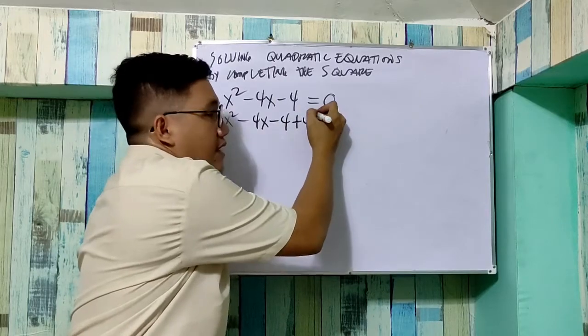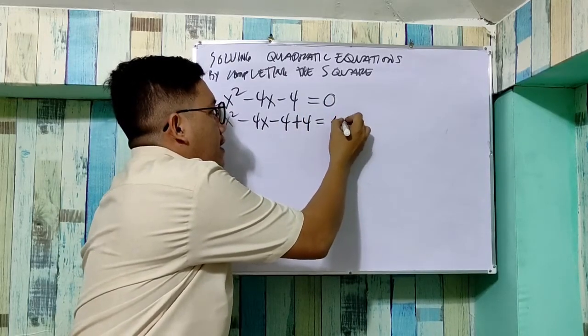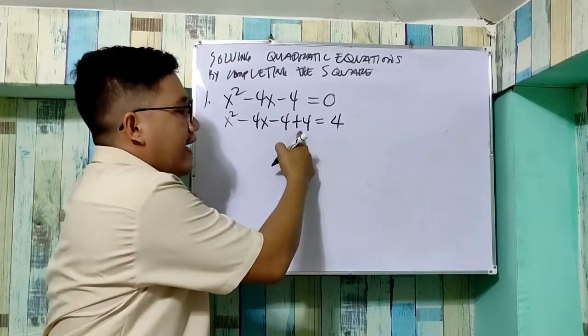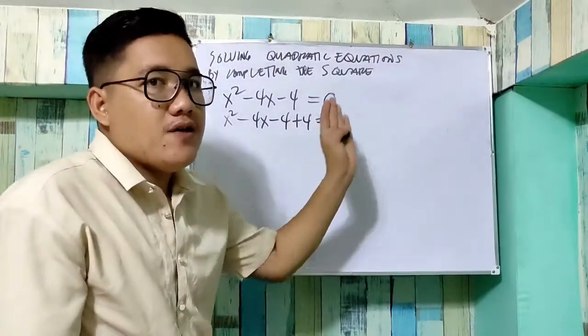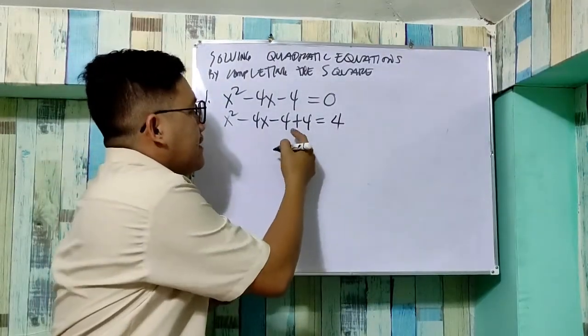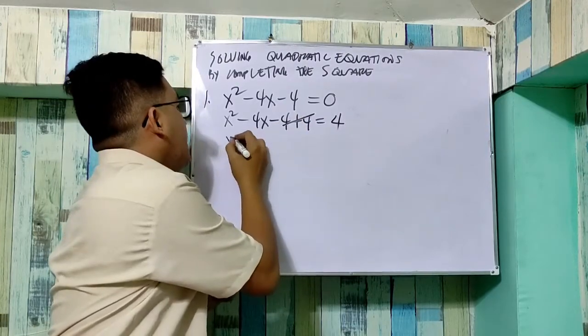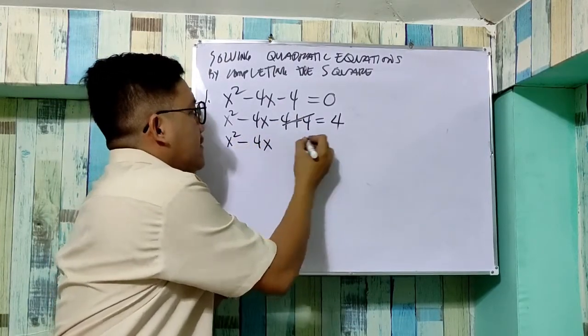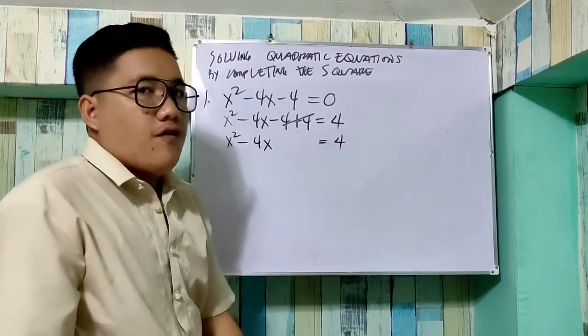So, we have here 0, no need to write. We have here positive 4. Kung ano ang nilagay sa isang side, yun din sa kabila. So, negative 4 plus 4, 0. So, we have here x squared minus 4x is equal to 4.